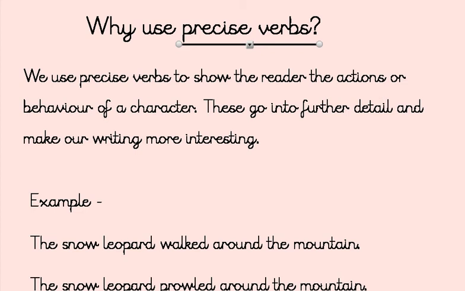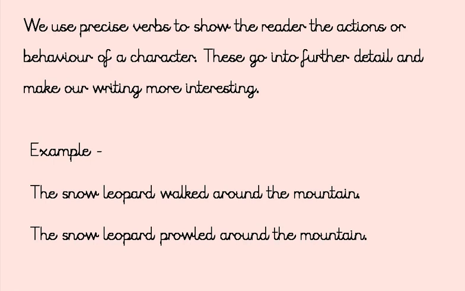And I'm going to give you an example. Here, the snow leopard walked around the mountain. And my other example is the snow leopard prowled around the mountain. Well, we know that a verb is a doing or a being word. So, for example, what's the snow leopard doing in this sentence? He's walking, so our verb is walked.